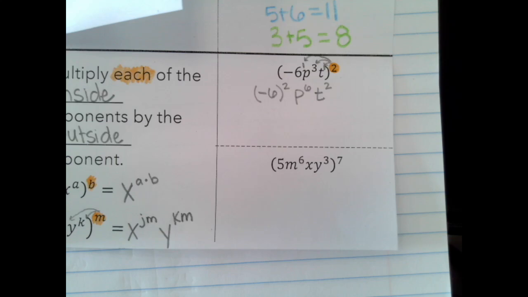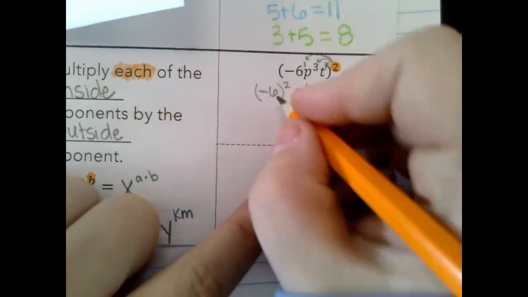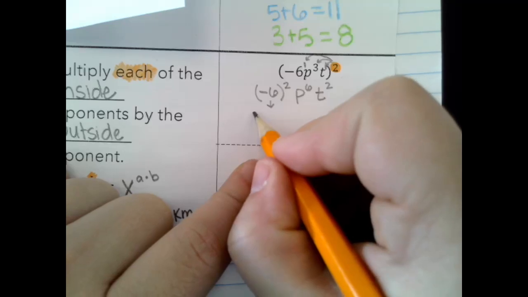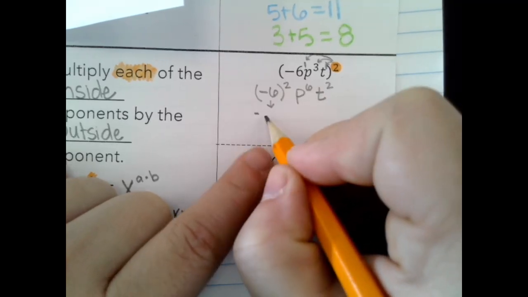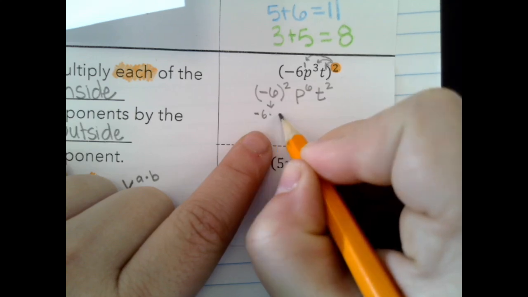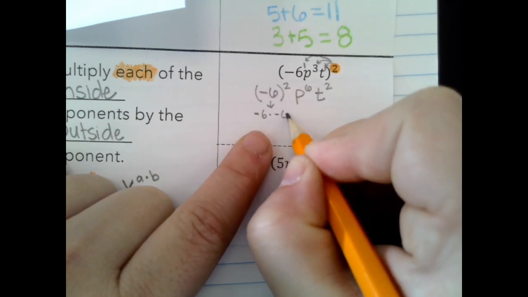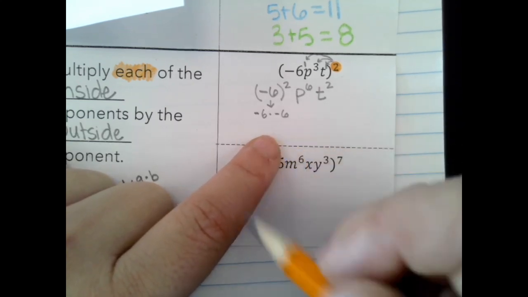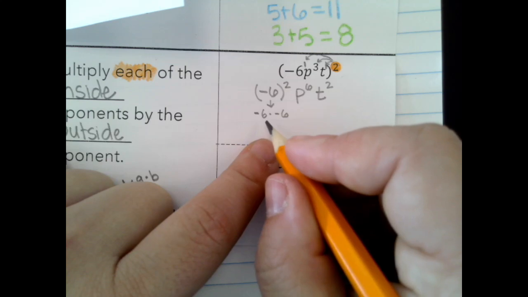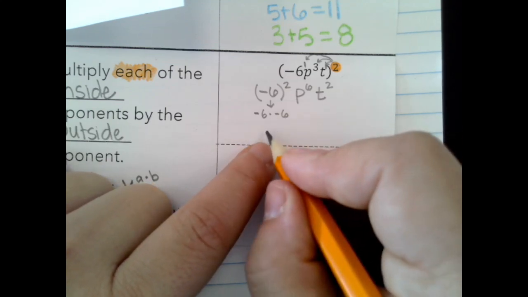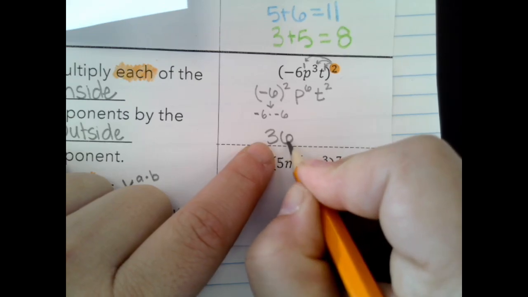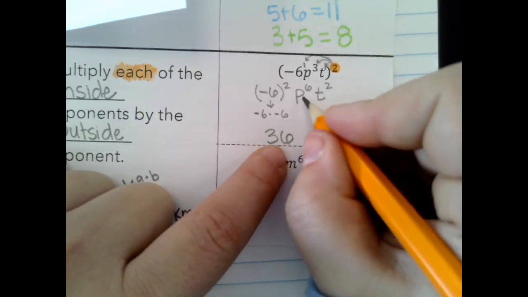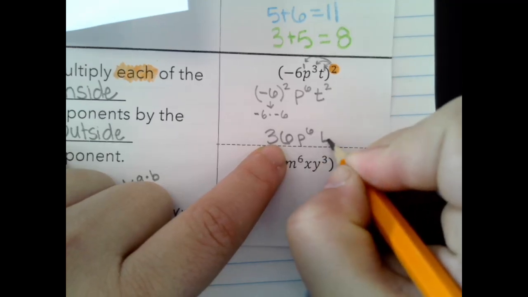Now, anytime we have numbers, we do need to simplify the numbers. So negative 6 squared, we can evaluate that. What does negative 6 squared tell us to do? What times what? Negative 6 times negative 6. We're doing it 2 times. So what's negative 6 times negative 6? 6 times 6 is 36. A negative times a negative is a positive, so positive 36. And then we keep the p to the 6th power, t to the 2nd power.